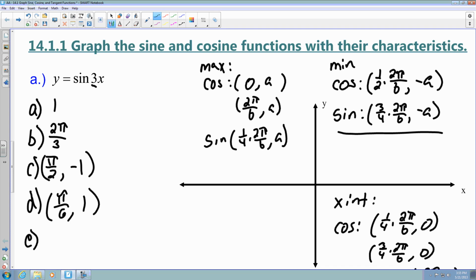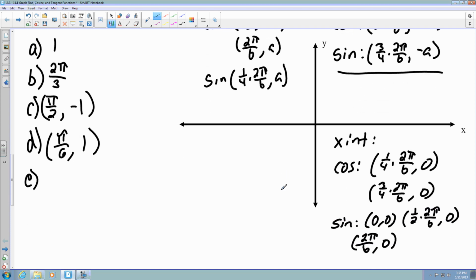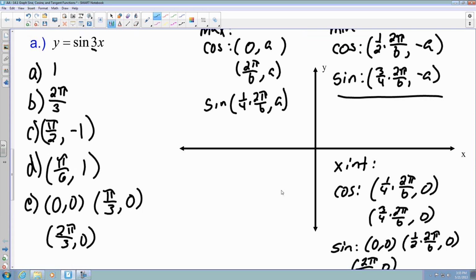And then the last thing is the x-intercepts. For the x-intercepts, it's going to be, again, sine, so it's going to have 3 of them. The first is 0, comma 0. The second one is going to be 1/2 the period, so it's going to be pi over 3, because it's 2 over 6, comma 0. And then the last one's going to be the period, so it's going to be 2 pi over 3, comma 0.